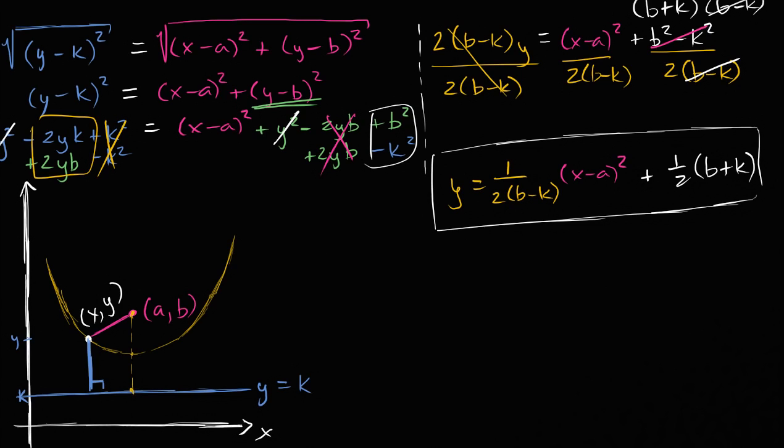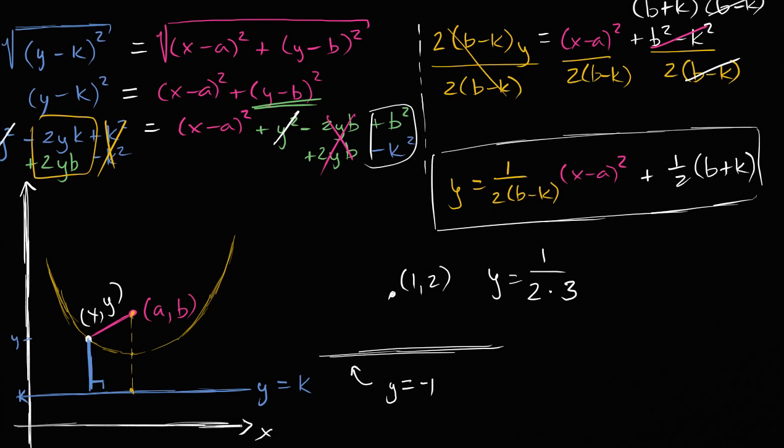So for example, if I had a focus at the point, let's say, 1 comma 2, and I had a directrix at y is equal to, let's make it y is equal to -1. What would the equation of this parabola be? Well, it would be y is equal to 1 over 2 times b minus k. So 2 minus -1, that's the same thing as 2 plus 1, so that's just 3. So 2 times 3 times x minus 1.